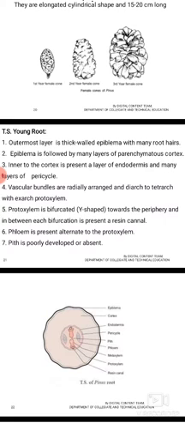Vascular bundles are radially arranged and di- to triarch with exarch protoxylem. The protoxylem is bifurcated, that is Y-shaped, towards the periphery, and in between each bifurcation is present a resin canal. Phloem is present alternate to xylem, and pith is poorly developed or totally absent.